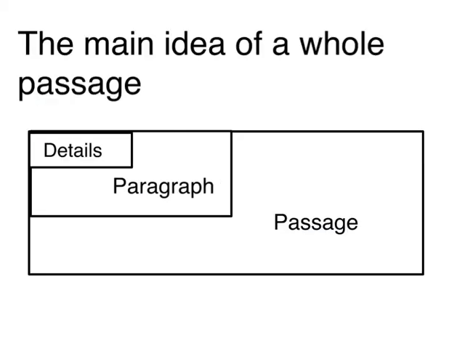Paragraphs are not the only things that have main ideas. Whole passages have main ideas too. To find the main idea of a paragraph, you first have to find the common things in all of the details. Similarly, to find the idea of an entire passage, first you must find the common thing among each paragraph. Then you put that together and you get the main idea of the whole passage.